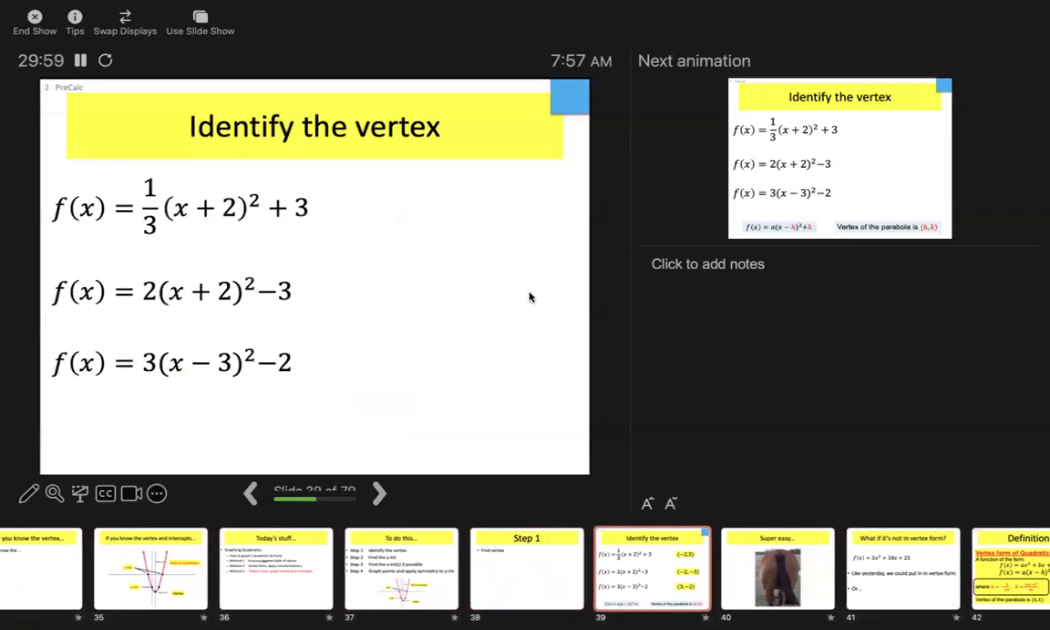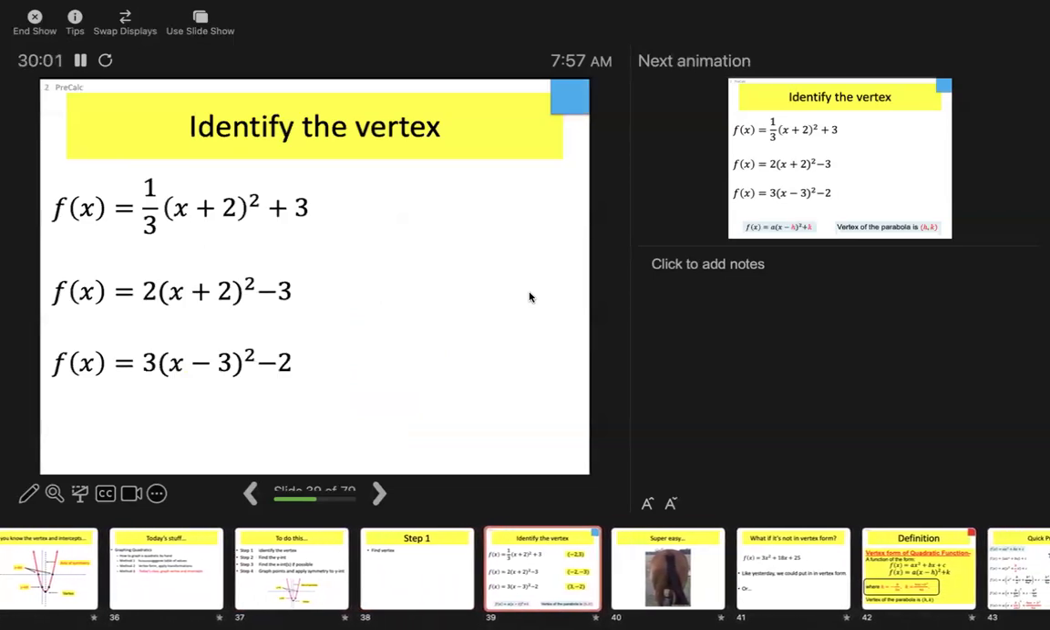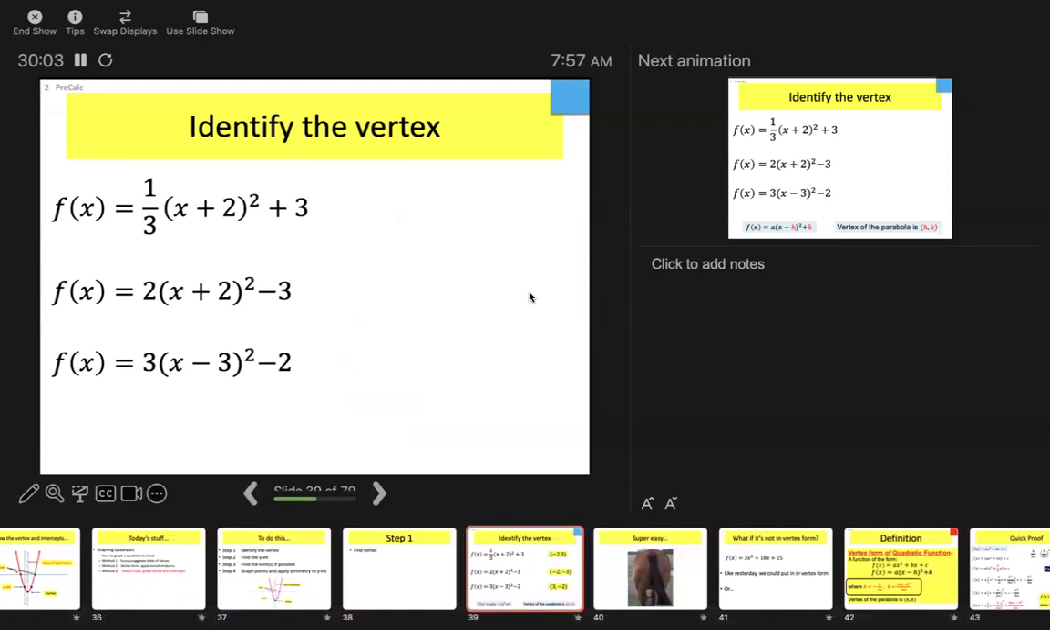So step number 1, find the vertex. Stupid simple if it's in vertex form. Jace? Vertex of the first one, -2, 3. Second one, tell me? -2, -3. And the last one, 3, -2. All right, can you do what Jace did?